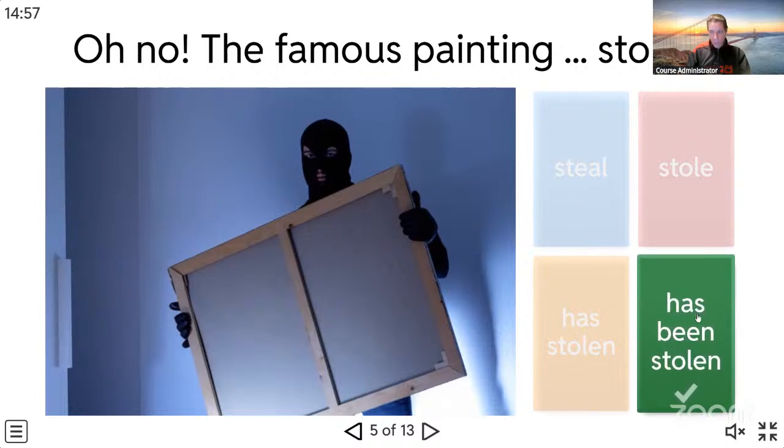Using the present perfect makes this event seem more recent and more important. So this is how we often use the present perfect. It means we don't know exactly when the painting was stolen, but we know that it has been stolen recently.